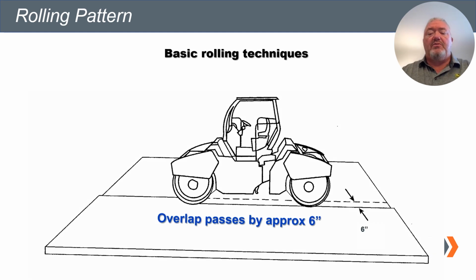We also want to make sure we overlap at least 6 inches from one pass to the other pass. And the reason why is because there's a little bit of a bow wave on either side of the drum as we roll. And if we don't overlap that, that's loose material. And if we roll on top of it, it's going to create a tear line. So we want to have at least a minimum of a 6-inch overlap every time we do that.